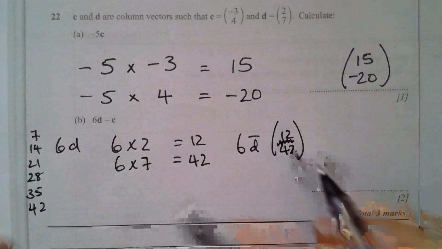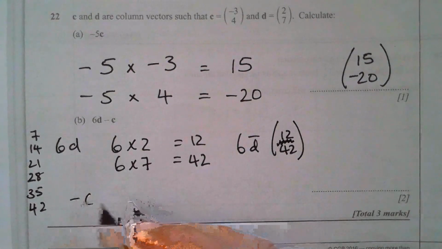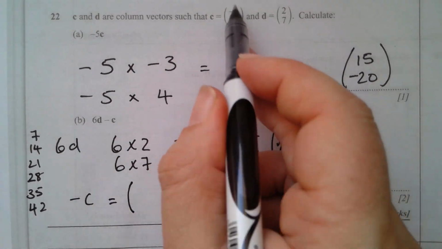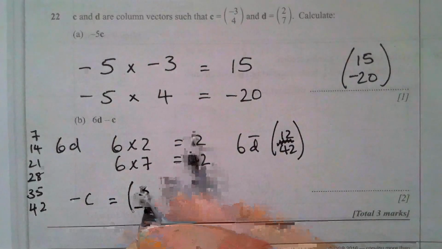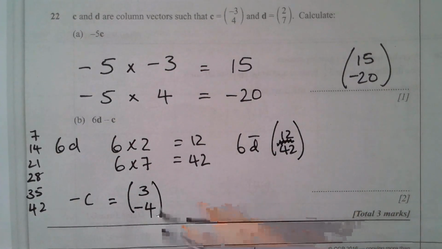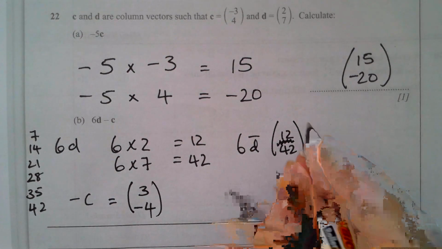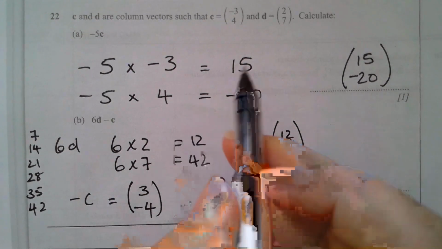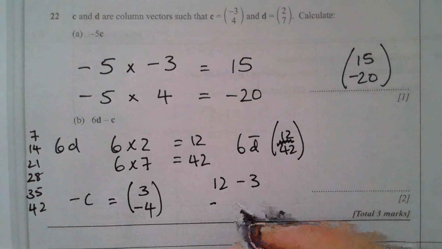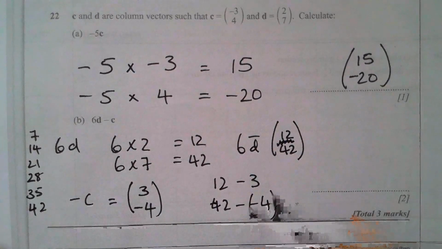It's a movement vector. And then subtract C. So negative C is the inverse of these. So it's 3, negative 4. It's basically negative 1 multiplied by this vector here. And so what we're looking at is 12 subtract 3, because it's a subtract here. We're looking at 42 subtract negative 4. Gosh, this is a negative number again.